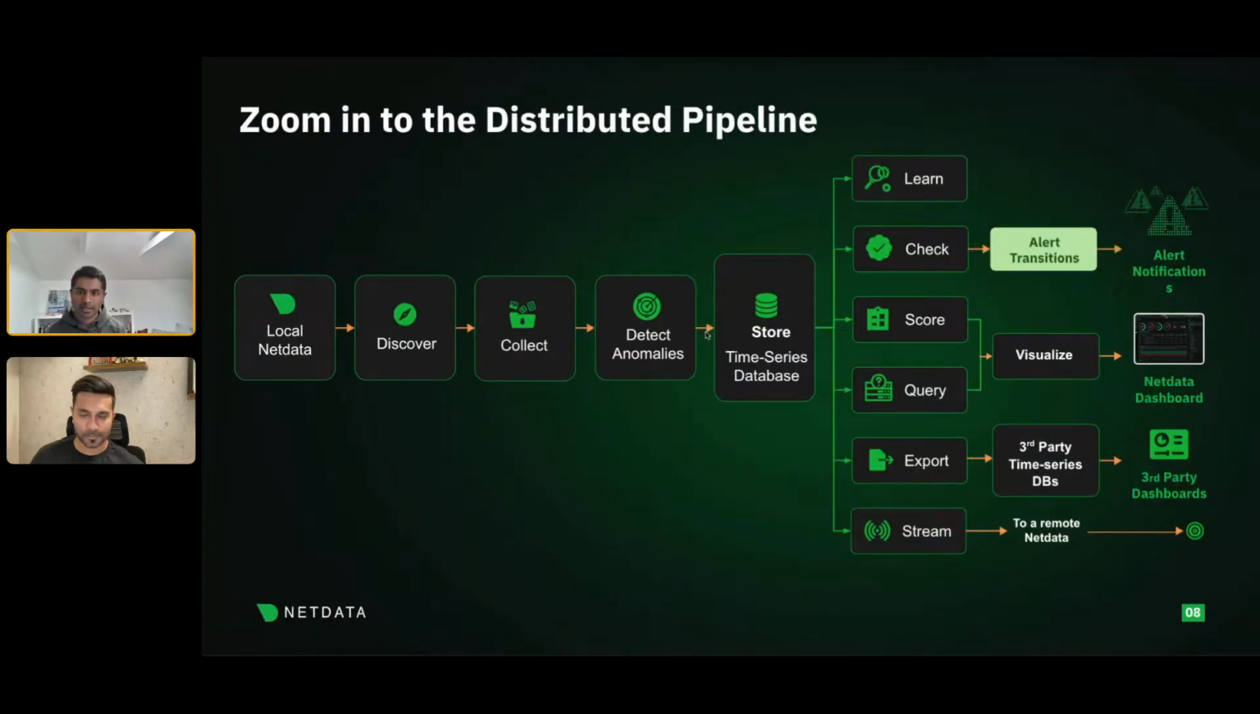And this is just, I think, reiterating the distributed pipeline about storing things in a local data agent, which will automatically discover and collect the metrics. It will detect anomalies. It will store them in a time series database, from where you can check for alerts. You can query the data from Netdata Cloud for visualization. And if you want to, you can export it to your own third-party database. You can stream it to a Netdata parent if you want to.